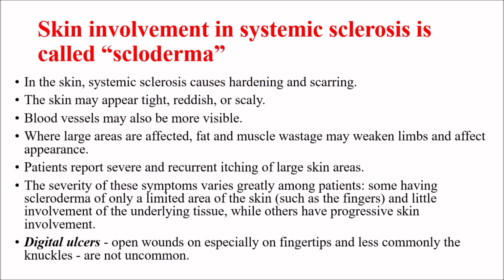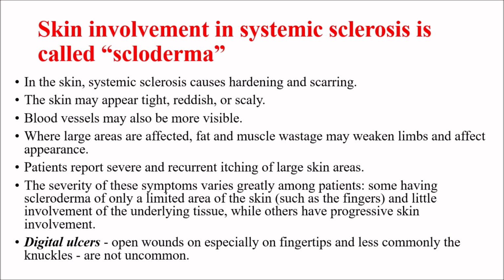In the skin, systemic sclerosis causes hardening and scarring. The skin may appear tight, reddish, or scaly. Blood vessels may also be more visible. Where large areas are affected, the fat and muscle wasting may weaken limbs and affect appearance. Patients report severe and recurrent itching of large skin areas.